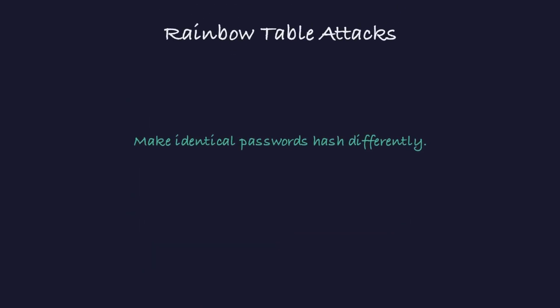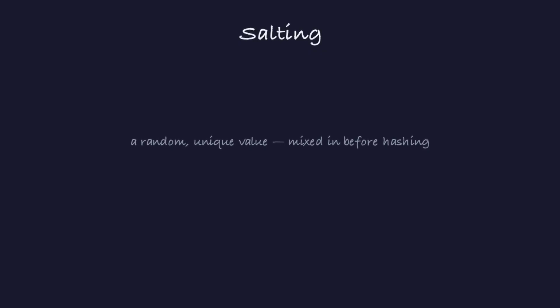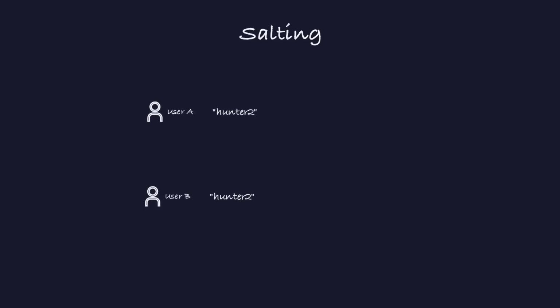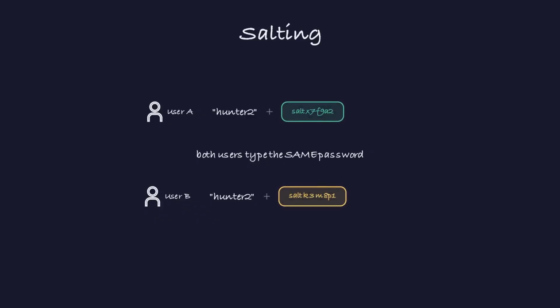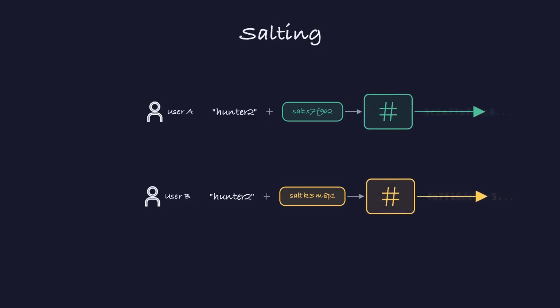So how do we defeat it? Make sure identical passwords produce different hashes. We add a salt. A salt is a random, unique value generated for each user and combined with their password before hashing. Watch two users, both with the password hunter2. Each gets a different random salt appended before hashing. Same password, different salt, completely different hashes.